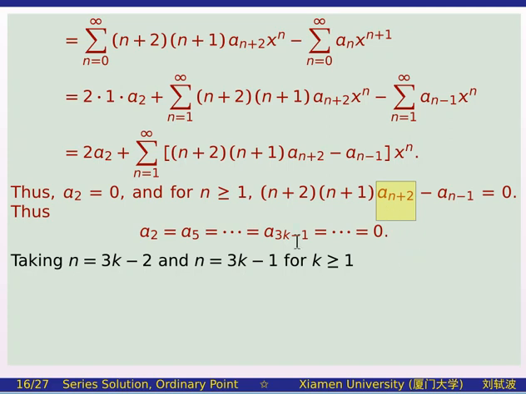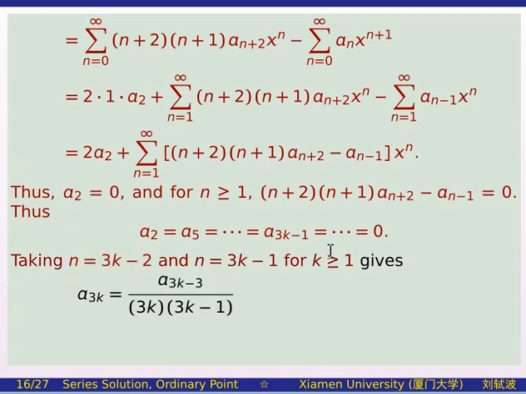So in this line, we have already determined the sequence starting from a2. Now, using n to be 3k minus 2 and 3k minus 1, we can obtain the other two sequences of the coefficients an.